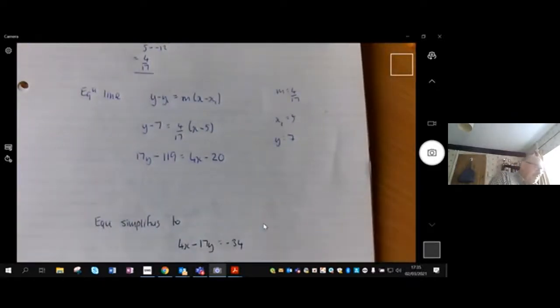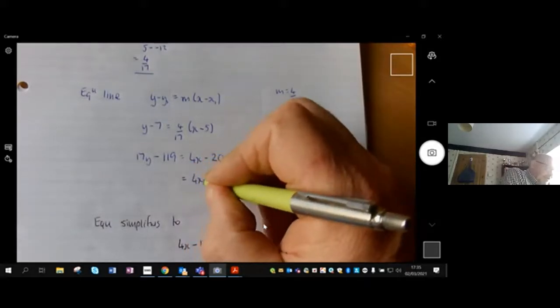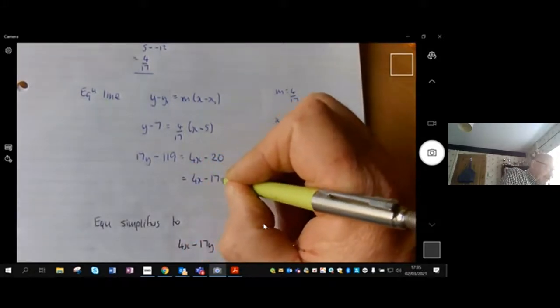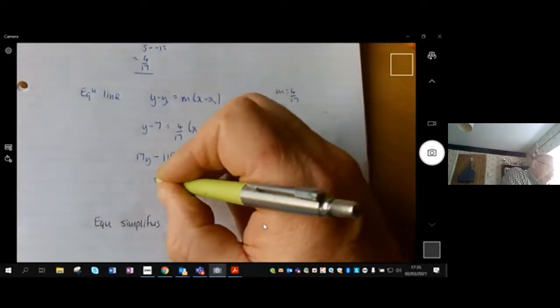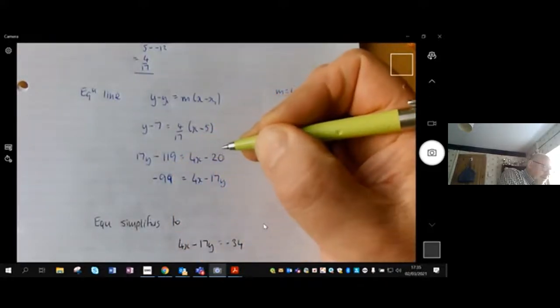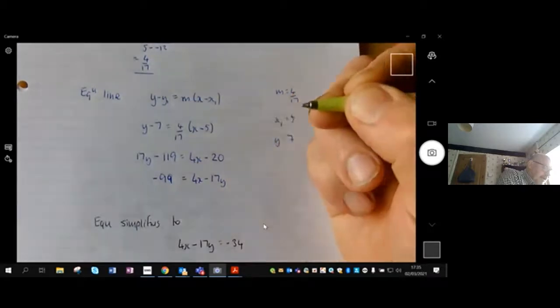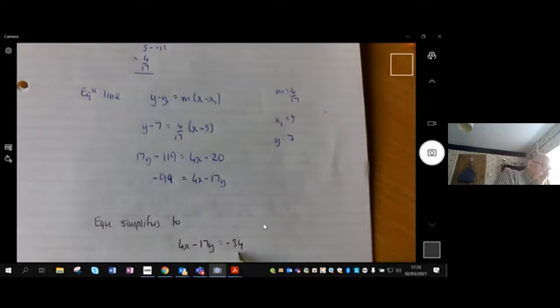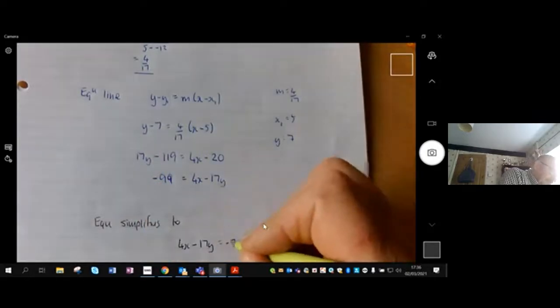And then I would say, lots of different ways of doing it. 4x minus 17y is minus 99. So that's one way of doing it. And where have I gone wrong? Because I've got it wrong there. So, and I think I'm right here. So I think that's wrong. I'll change that to a 99 for you.